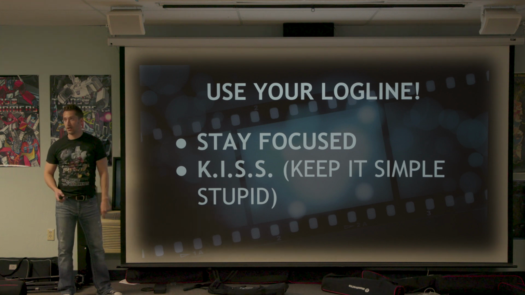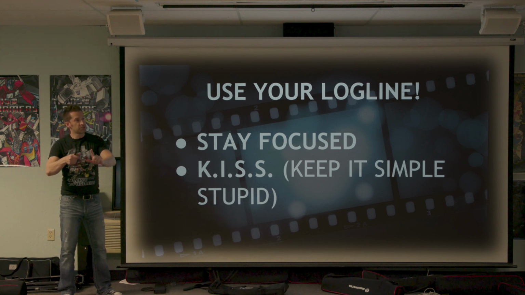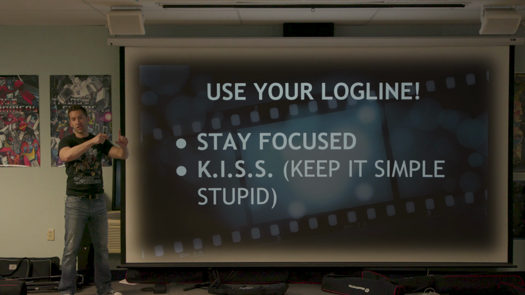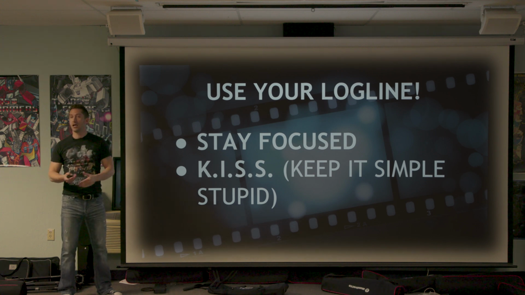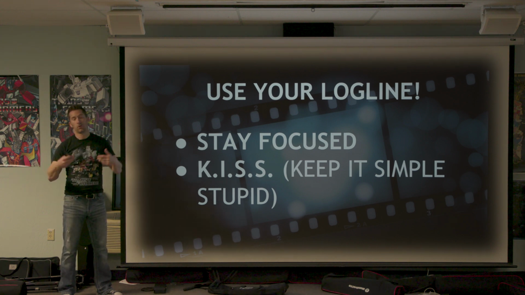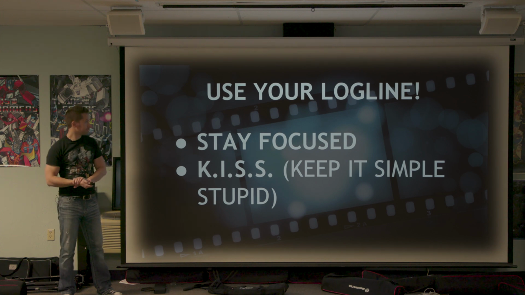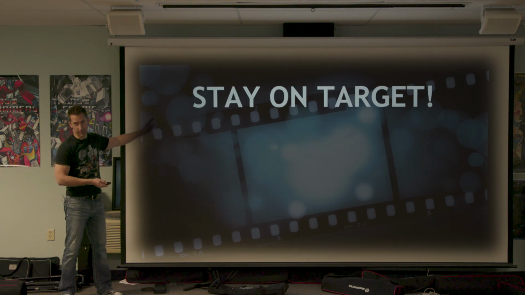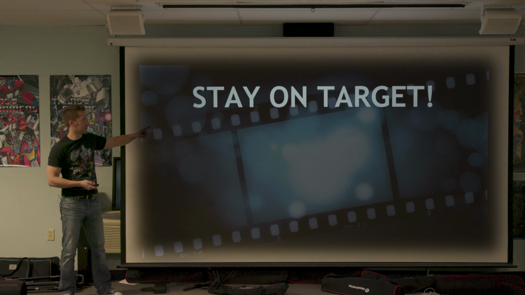Stupid. Write it down on a Post-it note as you type. Stick it on your screen and have it there. You will find that oftentimes you will start to stray from your original log line, and that log line is there to pull you back and to help you stay on target. Stay on target. Stay on target.